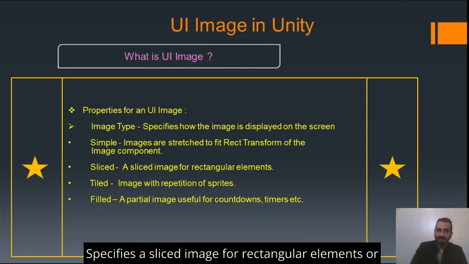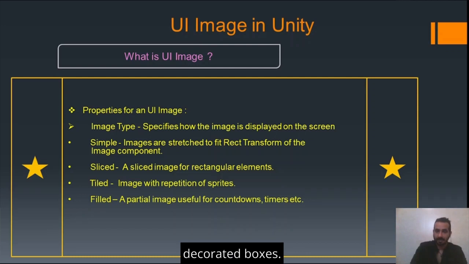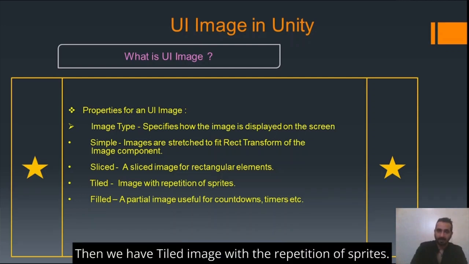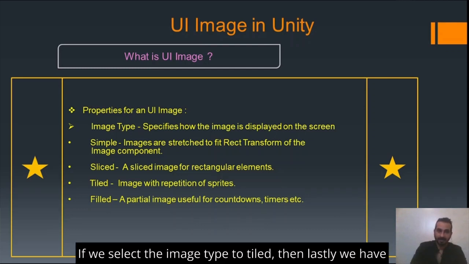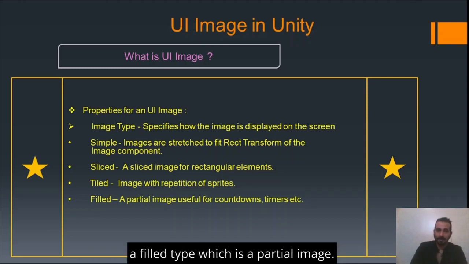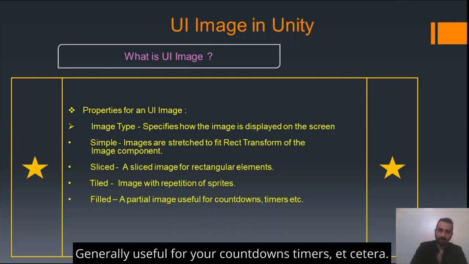Then we have sliced. Sliced specifies a sliced image for rectangular elements or decorated boxes. Then we have tiled, an image with the repetition of sprites. So the sprites or the textures are repeated if we select the image type tiled. Then lastly, we have the fill type, which is a partial image, generally useful for countdowns, timers, etc.